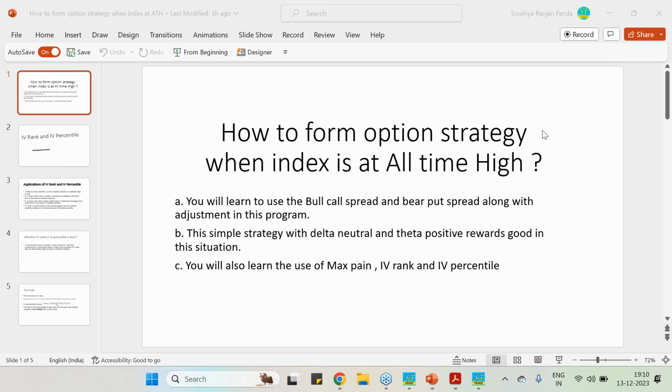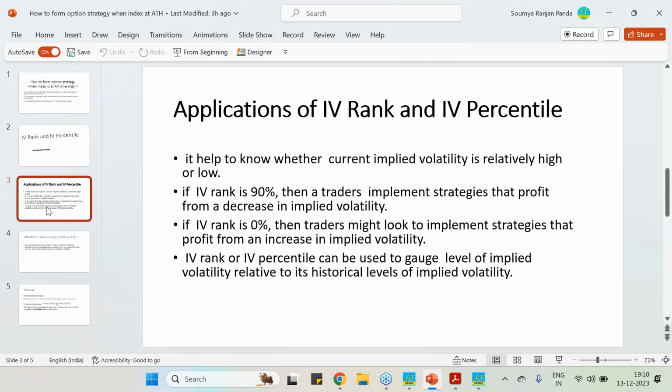So I'll start with the IV rank and IV percentile. Very simple it looks, but very difficult to calculate. IV rank says that if IV rank is 90%, then the trader should implement a strategy that profits from a decrease in implied volatility. A decrease in implied volatility means the market is going to consolidate when the IV rank is 90%.